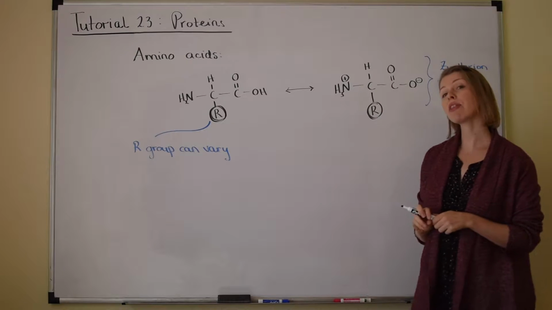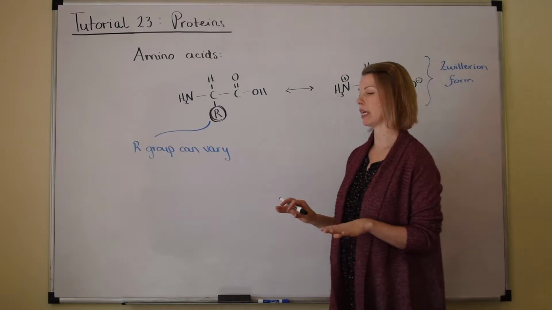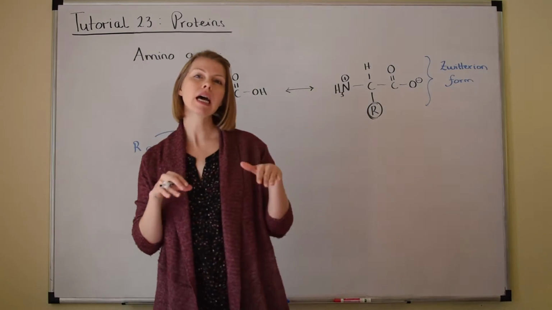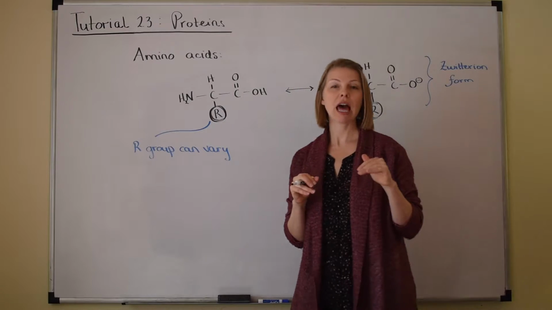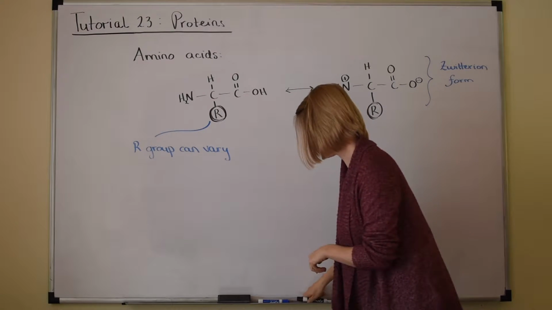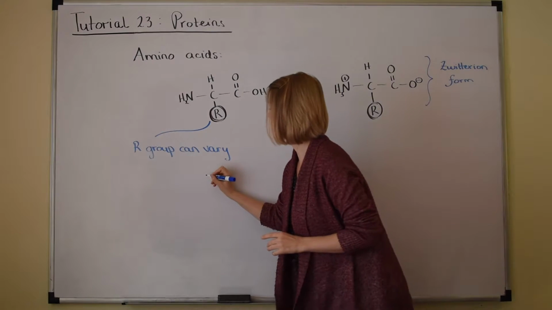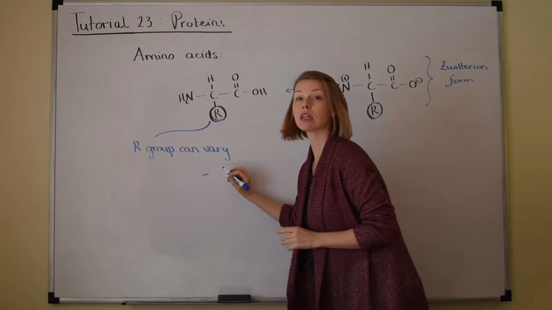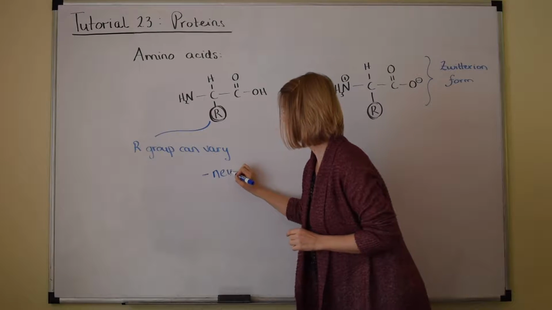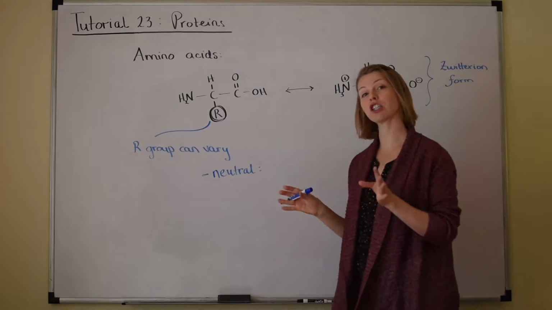All right, so we said that R group can vary. Well, what can it be? Well, we can categorize that R group into 3 main categories. That R group can be, let's do this in blue, a neutral side chain, meaning that it's not charged.